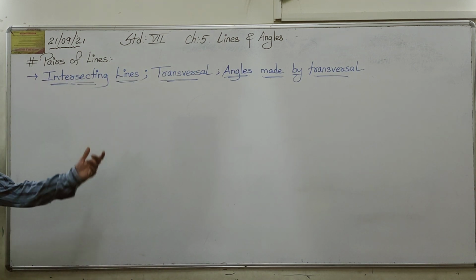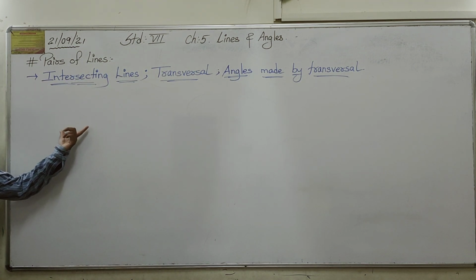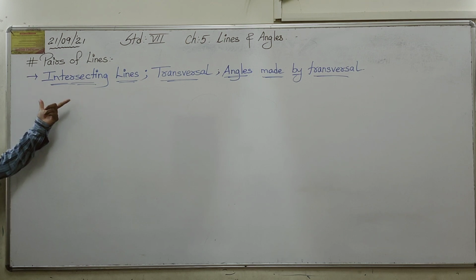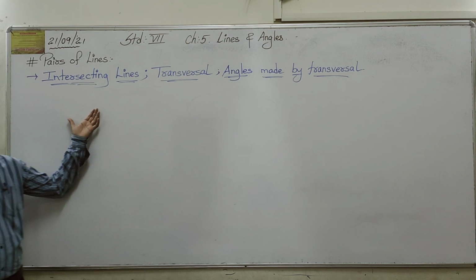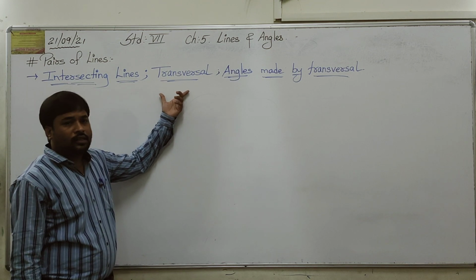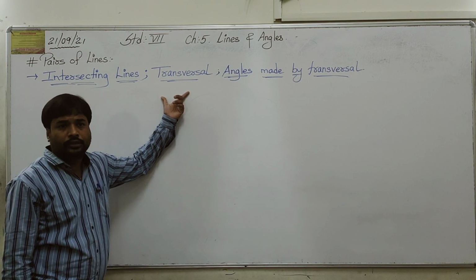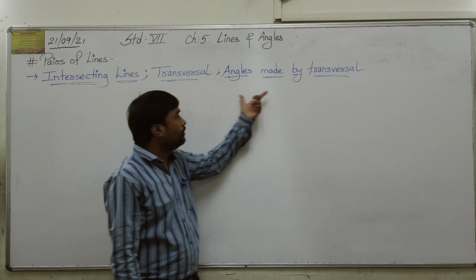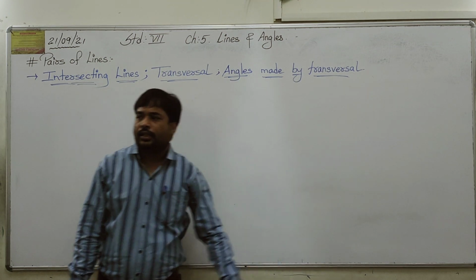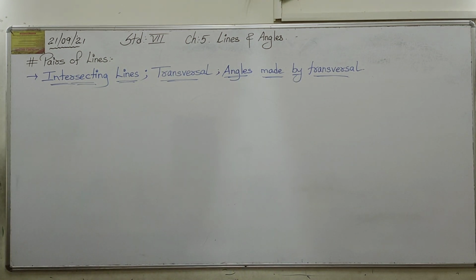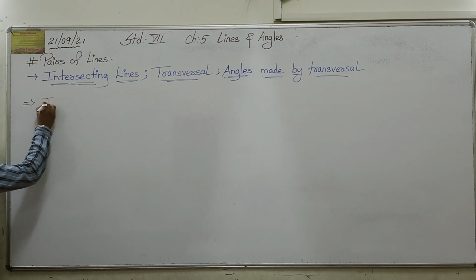The intersecting line, you are very familiar. When two lines meet each other at a common point, then such lines are said to be intersecting lines. Second, transversal, that I will deal with you. So what is transversal? Then the angles made by the transversal. So let's see one by one. First, let me write what are intersecting lines.